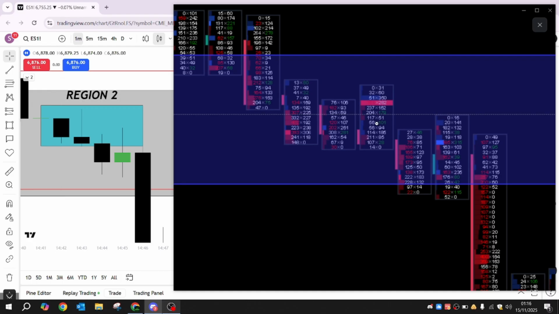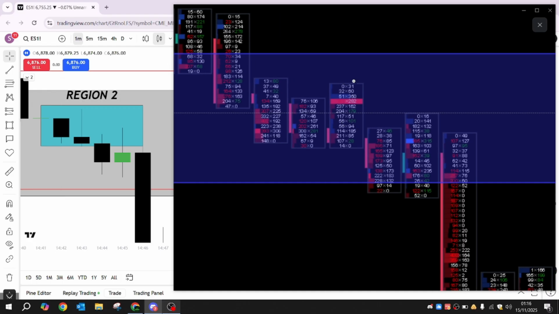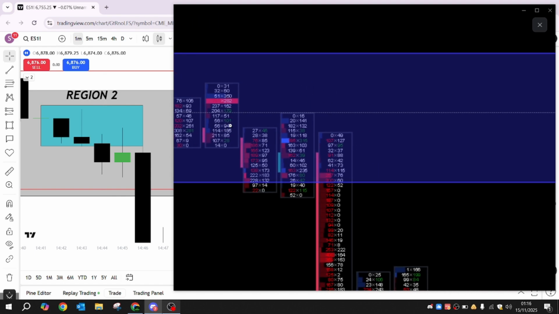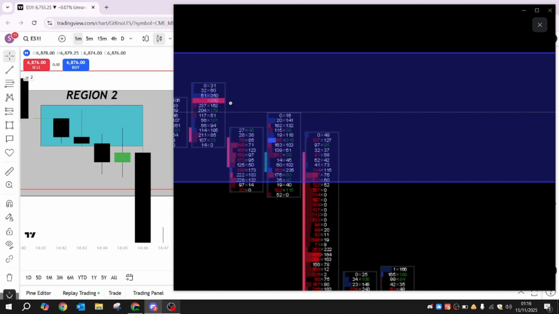But if we look at region 2, right? Region 2 is very telling. Now, specifically this candle here, which corresponds to this candle here. This, whatever they call it, hammerhead or something like that. This candle here is very telling. In fact, if we just take a look at what was going on here, we see 0 for 31, and then we see 51 for 350. That's roughly a 7x difference between the aggressive buyers and aggressive sellers.